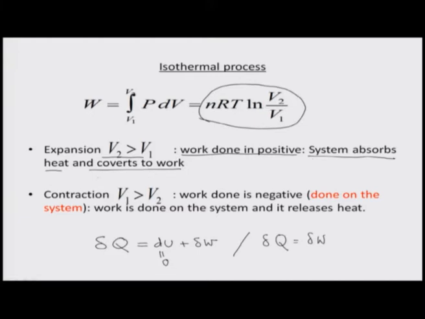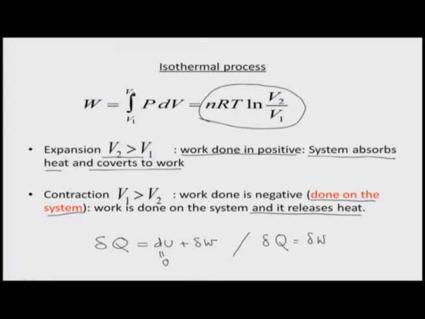Now, if I think of contraction, what do we mean by contraction? Contraction is V1 greater than V2, work done is negative, that means I am doing work on the system. Work is done on the system, so delta Q is negative, delta W is negative, and the system releases heat. It does not absorb it.